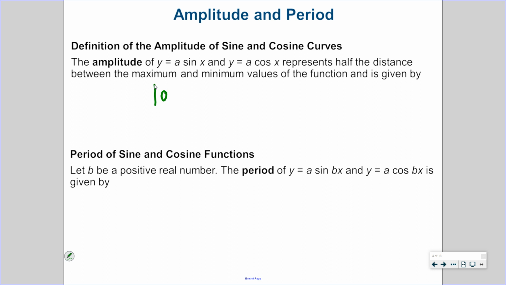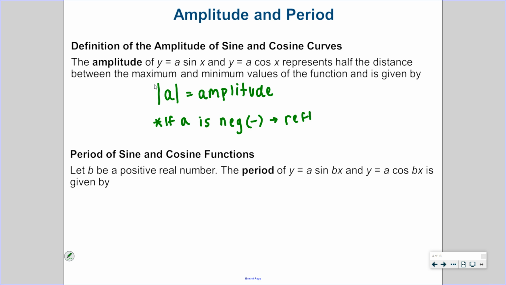Now I'm going to put absolute value bars around this, and I'll explain why. Max kind of already discovered this. What would happen if that A was negative? It's going to reflect. So if A is negative, you remember which axis? Reflection over the x-axis. Okay, so I'll show you that on Desmos.